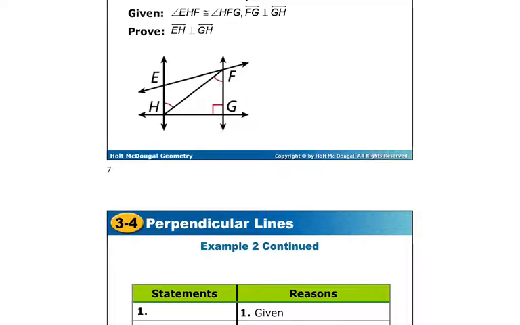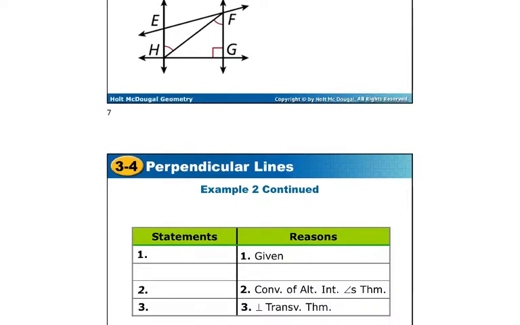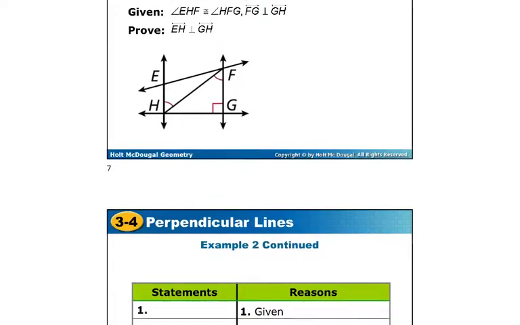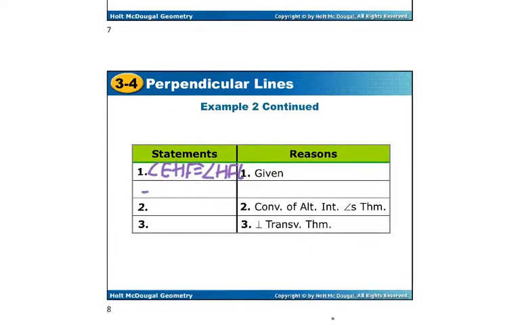So, first thing we're going to do is write our given, which I've given 2 lines for, thanks, because we're going to write angle EHF is equal to angle HFG, and then we're also going to write that FG and GH are perpendicular. All right, so that is our multiple-lined given.